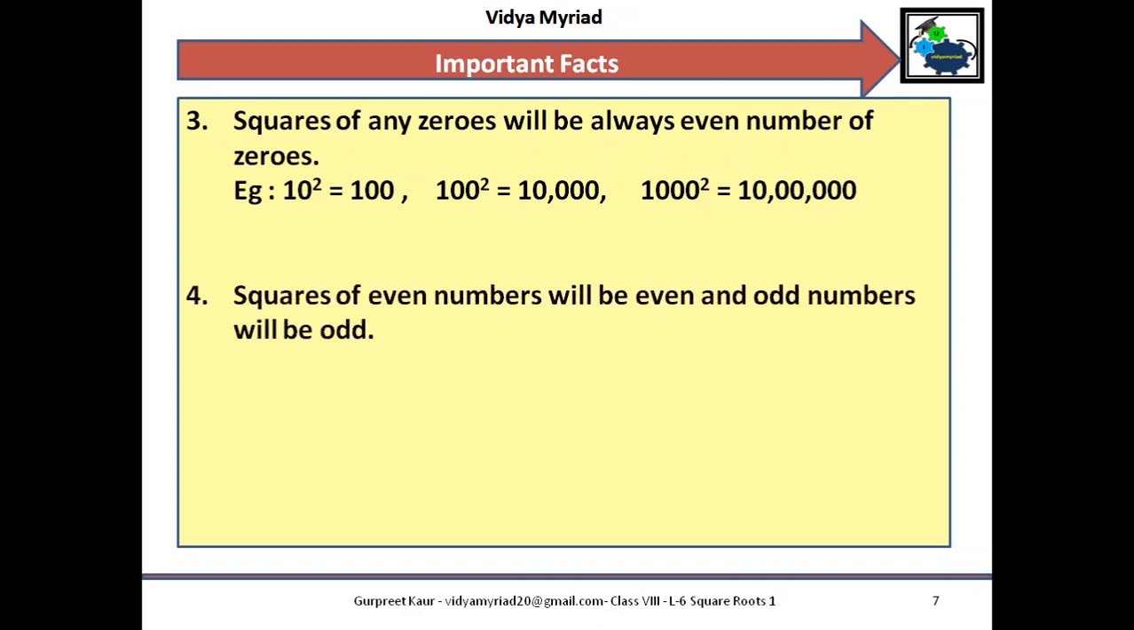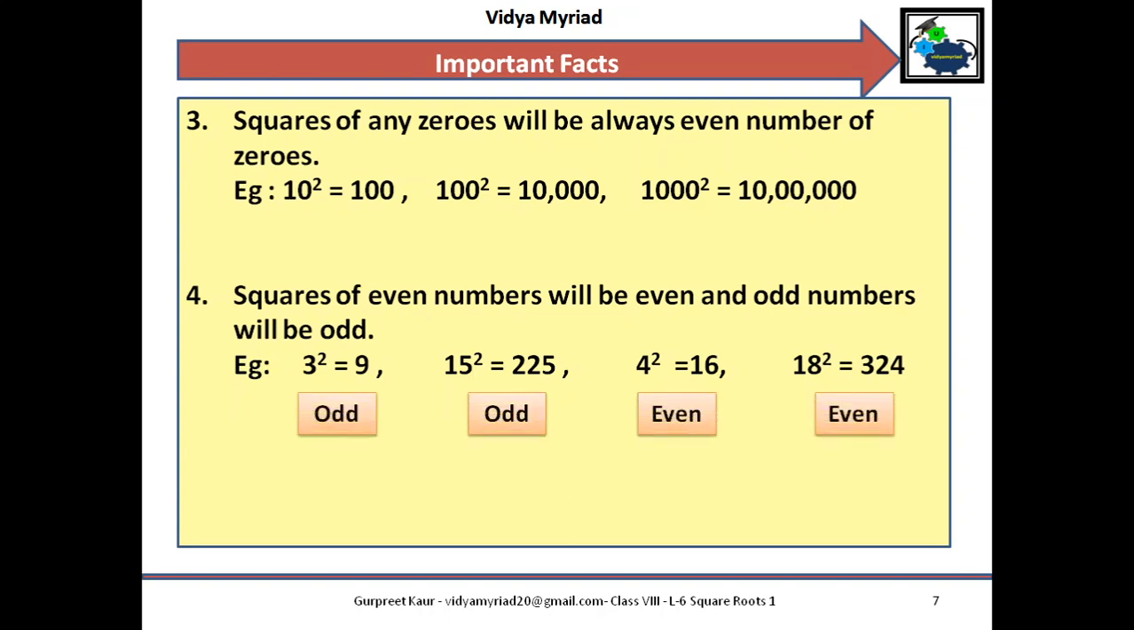Next, the square of an even number will be even and of an odd number will be odd. Look at the examples I have written down. 3 squared is 9. 3 is an odd number, 9 is also odd. 15 squared is 225. 15 is odd, 225 is also odd. In the same way, 4 squared is 16. 4 is even, 16 is also even. 18 squared is 324. 18 is even and 324 is also even.